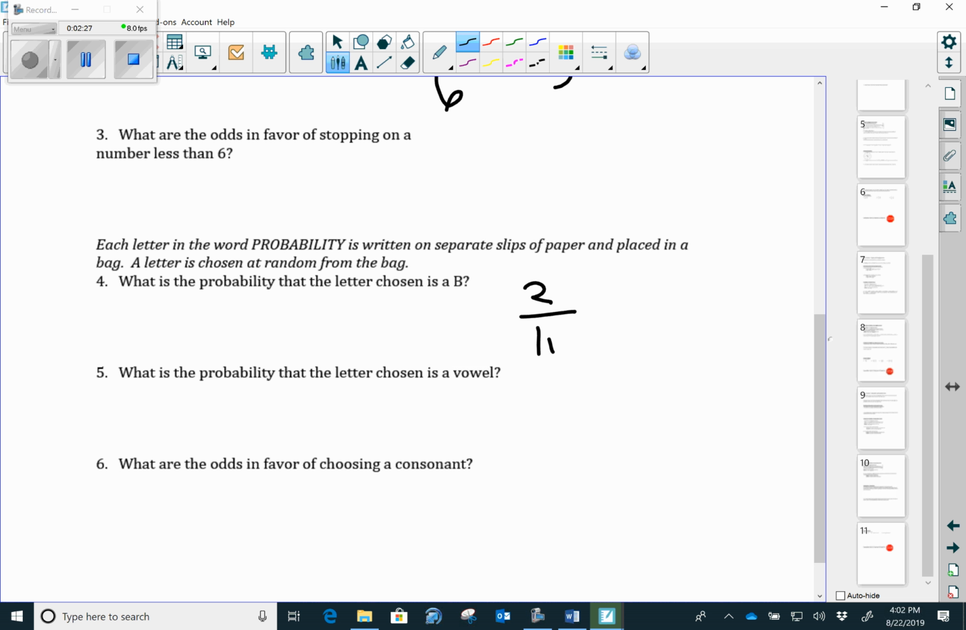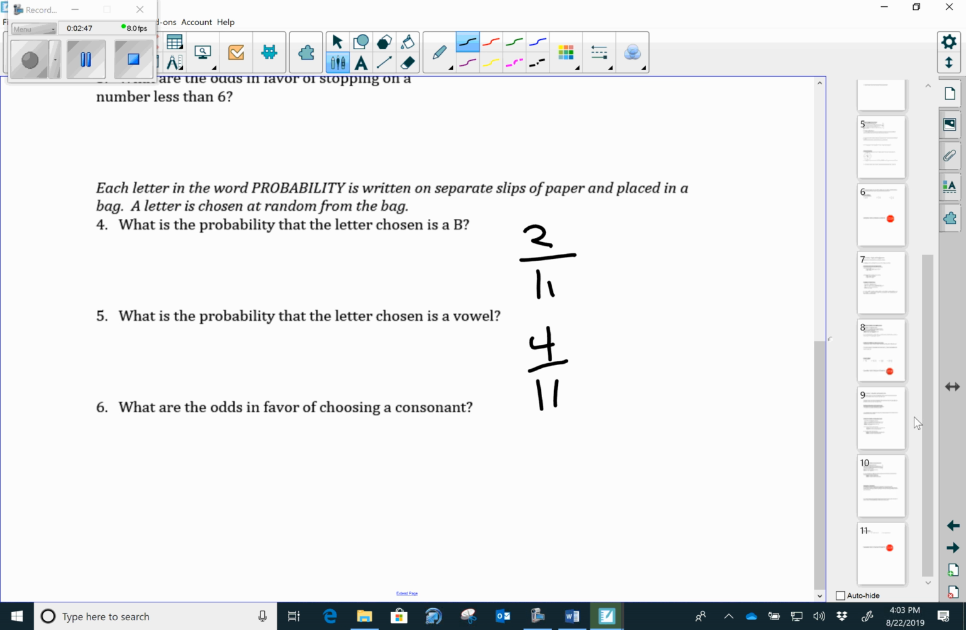Example number 5. What is the probability that the letter chosen is a vowel? So how many vowels are in the word probability? And that would be 4 over 11. I'll let you try example 6. Let's go on.